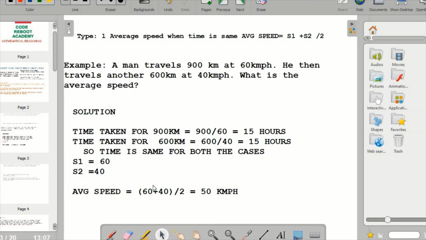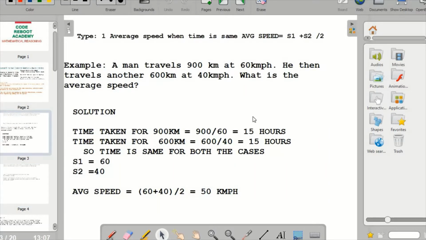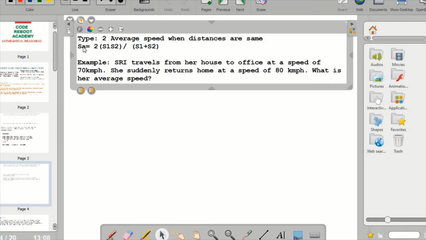So we'll move on to the second problem, second type. Here we have to calculate the average speed when the distances are same. So we have the same distance, and we have to calculate the average speed. Okay. So here is the formula.